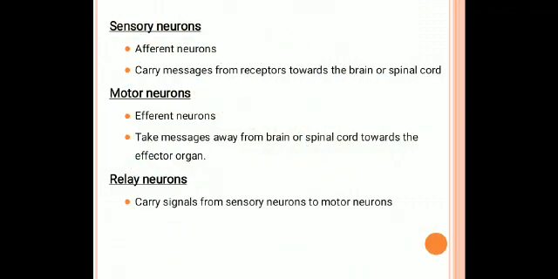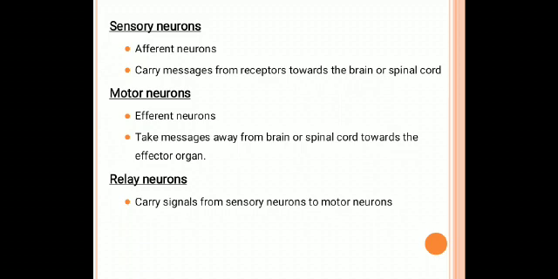The next one is on the basis of function. On the basis of function, the neurons are classified into three types: sensory neurons, motor neurons, and relay neurons. First one, sensory neuron. Sensory neurons are also called afferent neurons. They are present in the sense organs and receive the stimuli by their dendrites. These neurons carry the messages from the receptors towards the brain or spinal cord.